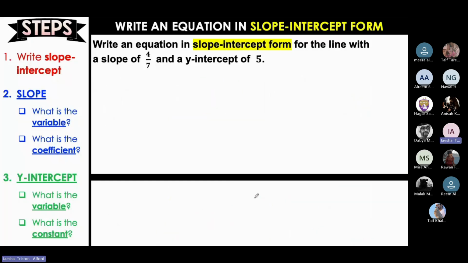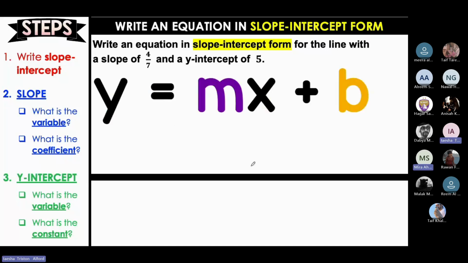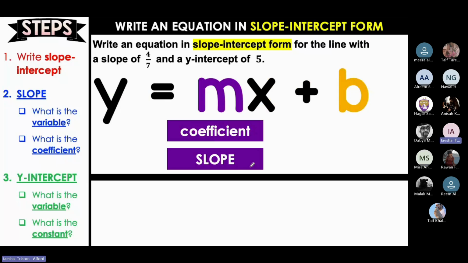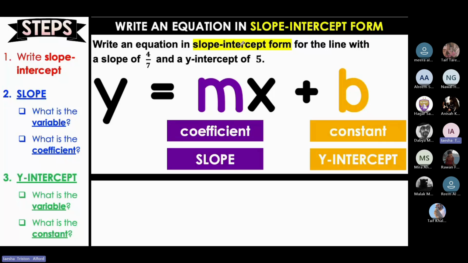Try again. Write an equation in what? Slope-intercept form. What is slope-intercept form? y equal mx plus b. What's the m? Slope, coefficient. B is the y-intercept, another word, constant. Keep reading the sentence.